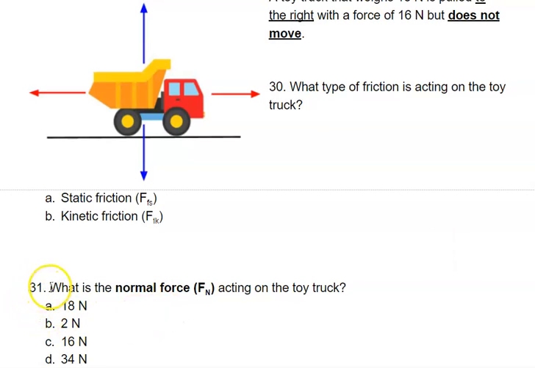Number 31. What is the normal force, F sub n, acting on the toy truck? Is it A. 18 newtons, B. 2 newtons, C. 16 newtons, or D. 34 newtons?